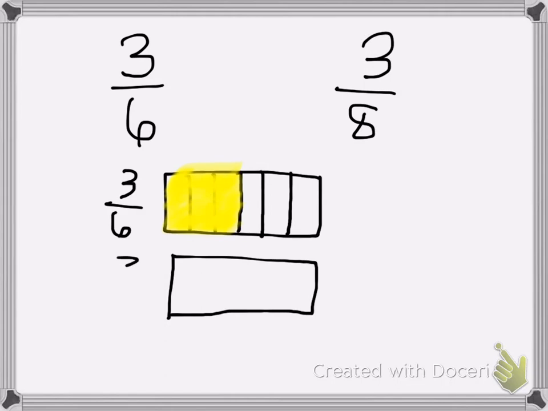Next I'm going to represent 3/8. So again I'm going to start with my half and make my eighths out of my rectangle. Let's see, 1, 2, 3, 4, 5, 6, 7, 8. I always have to go back and count just to make sure those didn't end up as equal. But I'm going to shade in my 3/8.